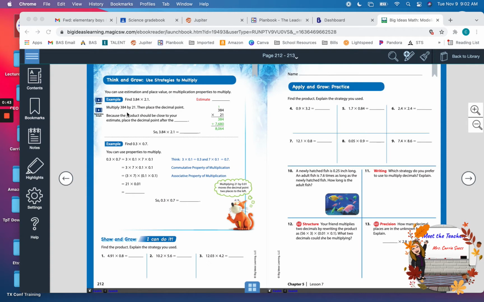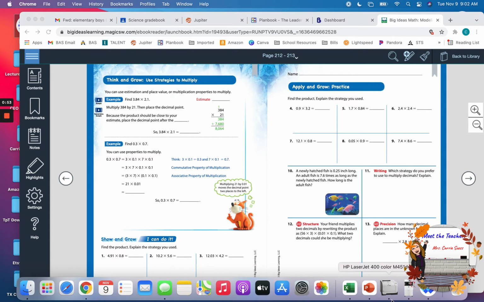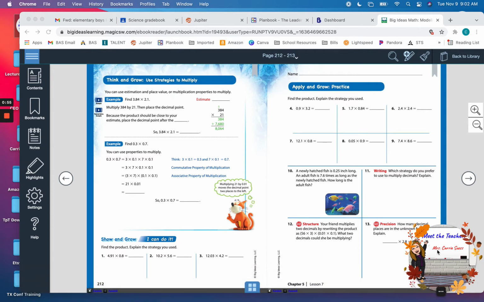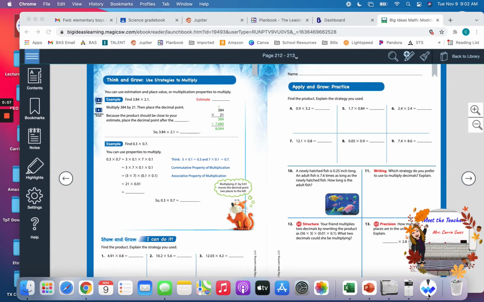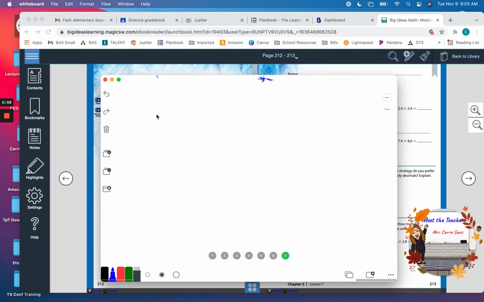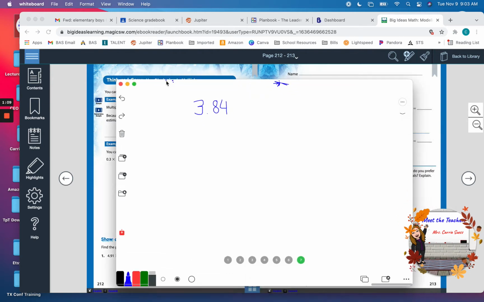So what you're going to be doing here is multiplying 3.84 times 2.1. What is the key thing you need to do when you're getting ready to multiply decimals? Rewrite the problem. Yes. Rewrite it. Let me find my whiteboard. Okay, and then you need to line it up. So we have 3.84 times 2.1. Okay, and we right align these.